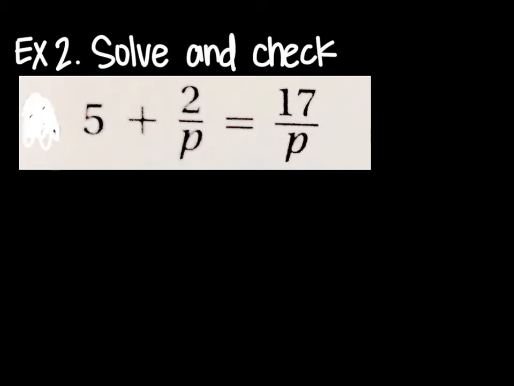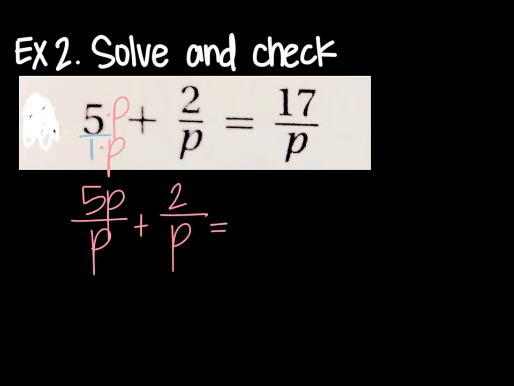All right, example 3. You have only one denominator, but 5 is a whole number. So what you need to do is put 5 over 1, and you need to have them all have a common denominator. So how do I turn 1 into p? You multiply it by p. So whatever you do to the bottom, you have to do to the top. Now I've got 5p over p plus 2p equals 17 over p.